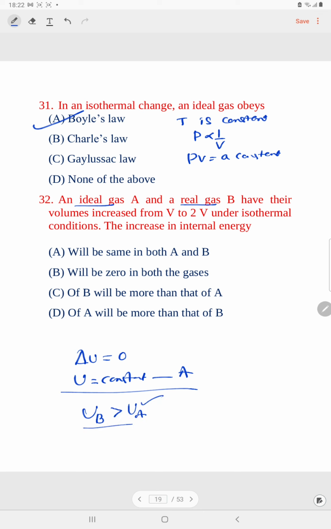Because for an ideal gas, there is no change in internal energy, it remains constant. But the internal energy of B will definitely increase even at isothermal conditions, because there is an intermolecular force of attraction between the molecules which will increase the work done. It is going to be option C.